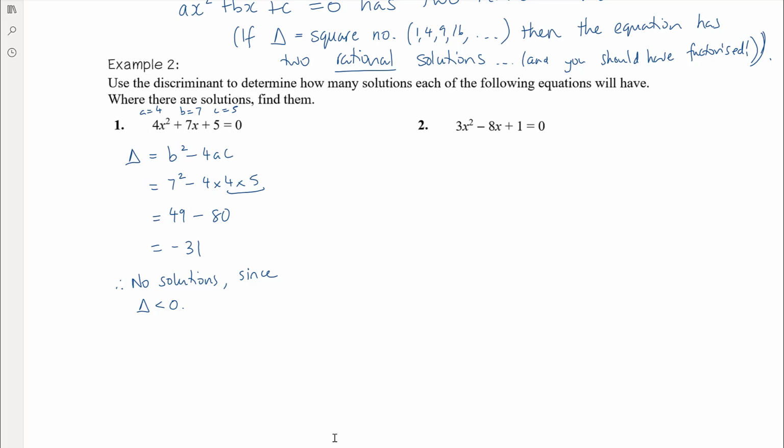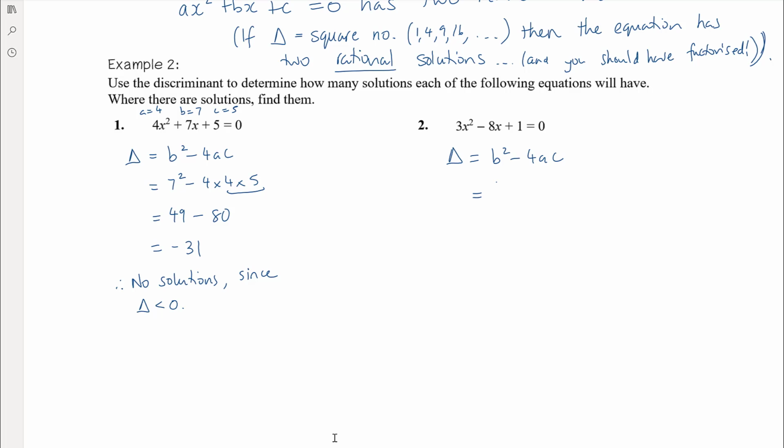So we don't need to go on and find those solutions in this instance. There's no point. Well, it's not that there's no point, it's that it's not even possible. The discriminant in this case is b squared minus 4ac. So the discriminant doesn't involve the square root. The discriminant is just the bit under the square root. Sometimes students have a tendency to tell me that the discriminant is equal to the square root of b squared minus 4ac, but it's just equal to b squared minus 4ac.